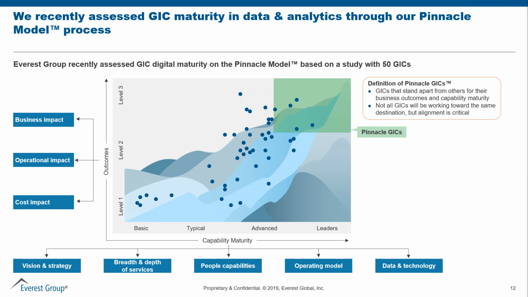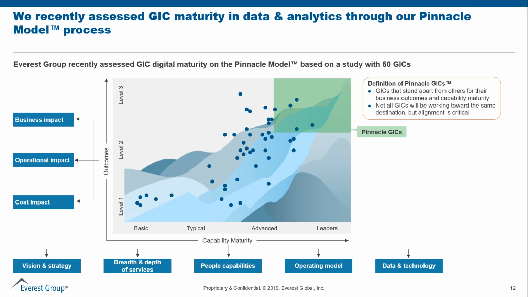So just a quick word on the sample of this 50. It covered multiple industries that leverage GICs. It's got a good representation across banking, financial services and insurance, manufacturing, retail, even professional services firms like the big fours that have their own GICs. It covers multiple industries.